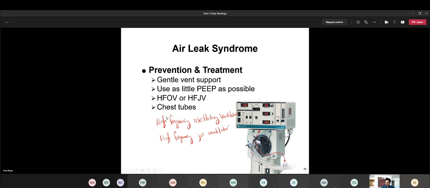So very little volumes is the name of the game, because you don't want to make the leaking even worse. And that'll give the baby's lungs a chance to maybe heal, like wherever those alveoli are ruptured, maybe they'll get a chance to heal. And also don't use a lot of PEEP in these cases, because again, that'll be more pressure that's going to cause that tear to open up even wider.